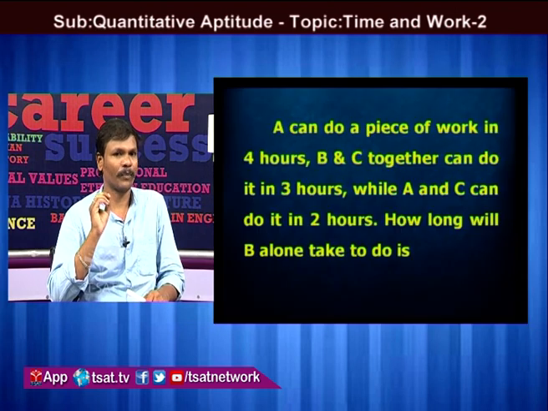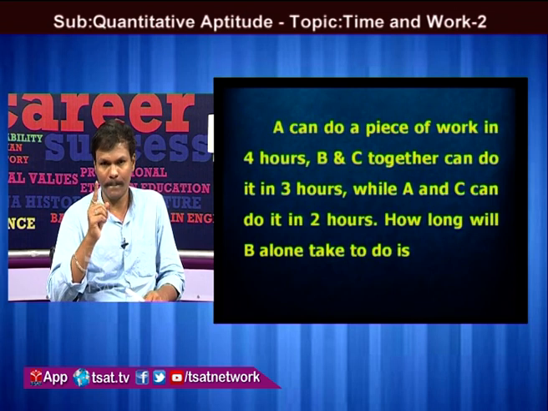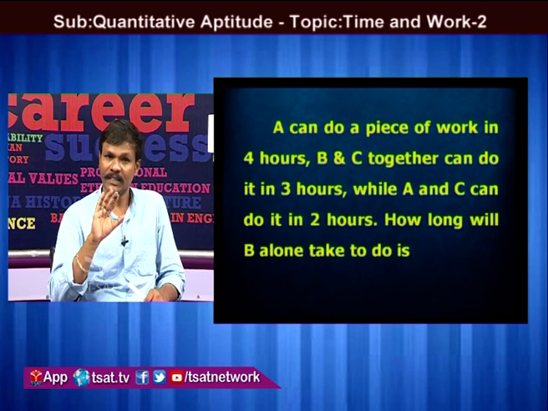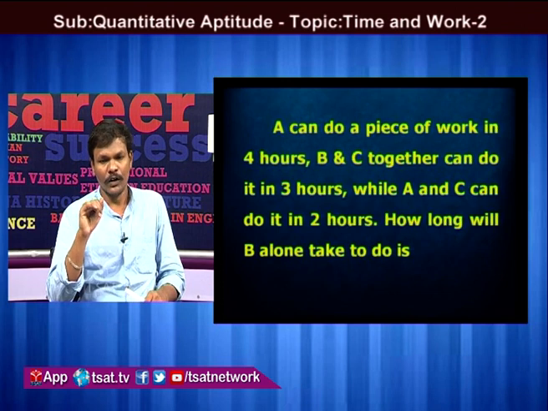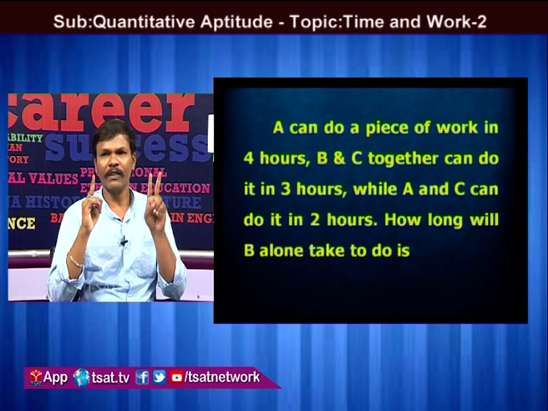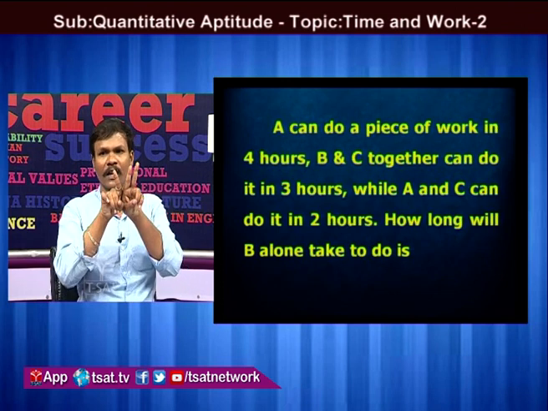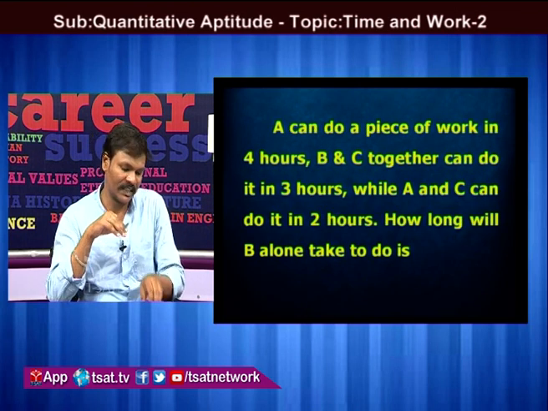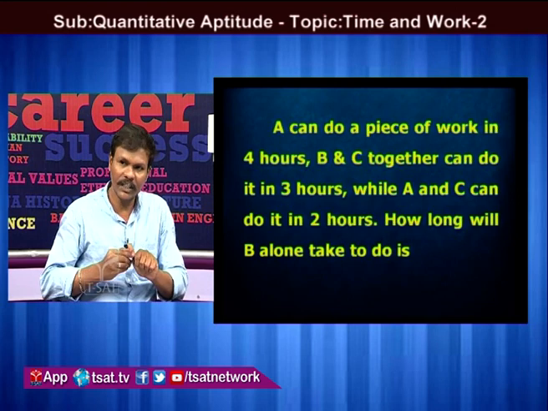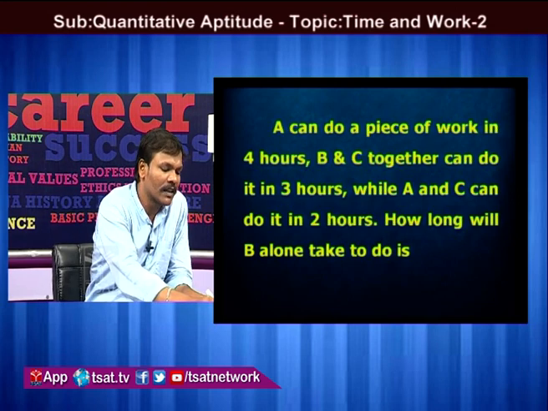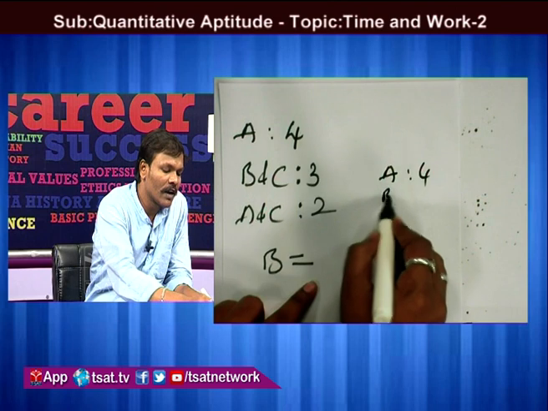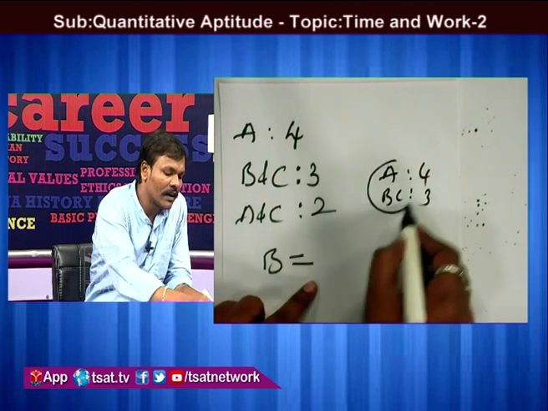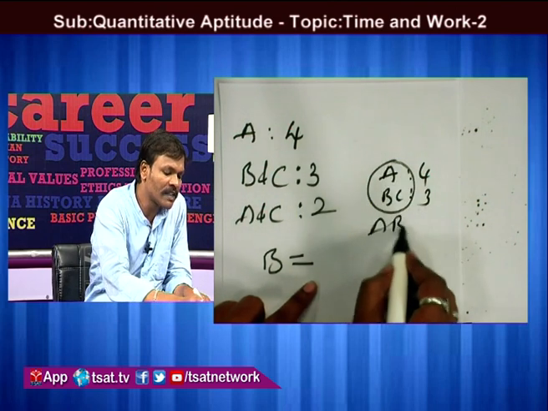What is the analysis? In the first case, we have A. In the second case, we have BC. When we mix them, A, B, C, how many persons are there? A, B, C. From the first statement and the second statement, A is 4, B and C is 3. If all together, it becomes A, B, C.